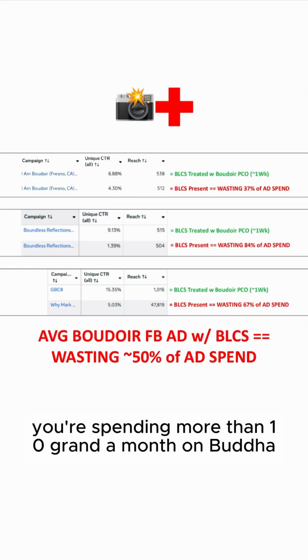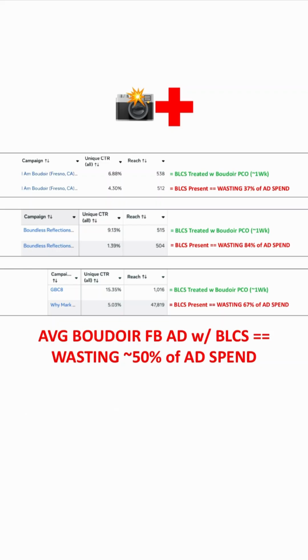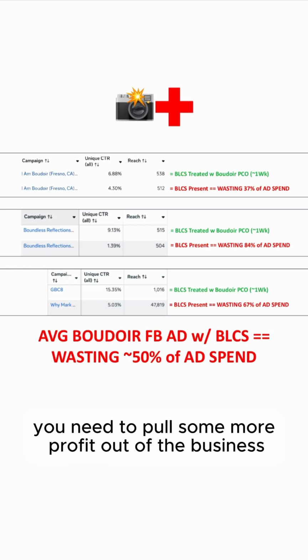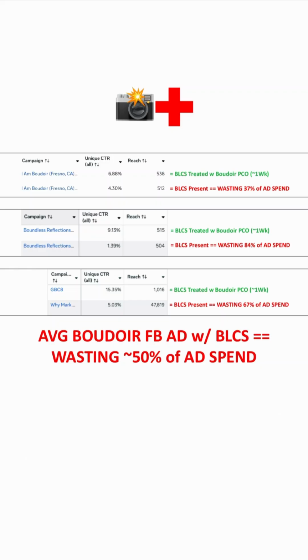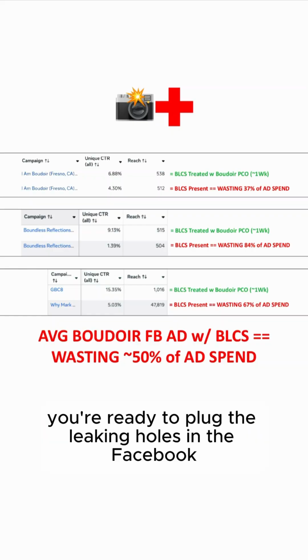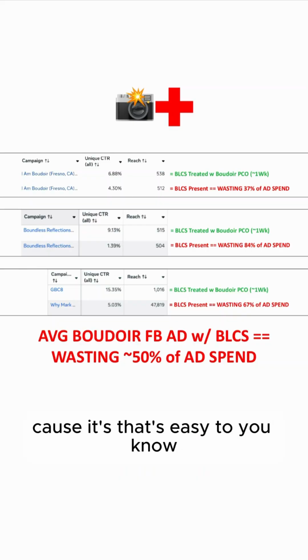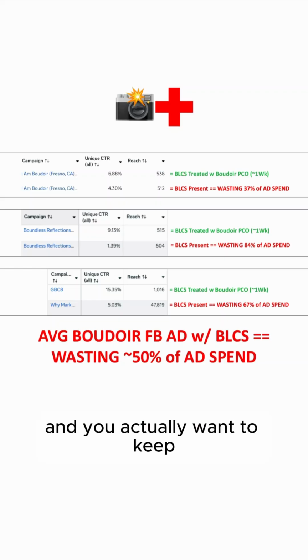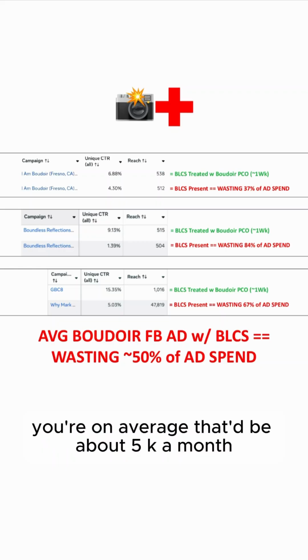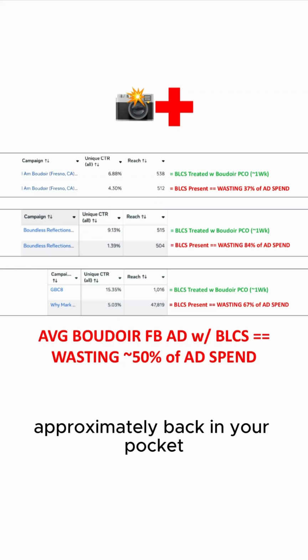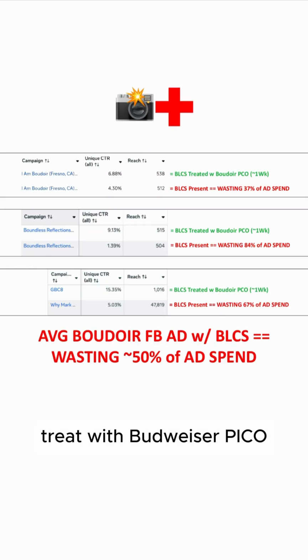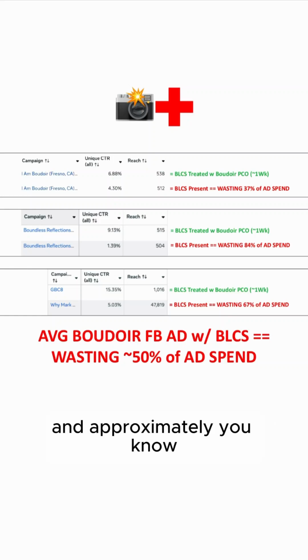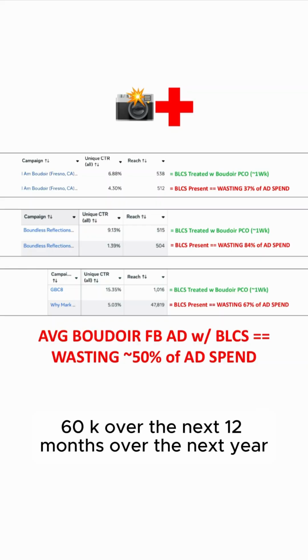And you're spending more than 10 grand a month on Boudoir Facebook ads, and you decide you need to pull some more profit out of the business. You've optimized other parts. Now you're ready to plug the leaking holes in the Facebook ad strategy because that's easy, just eliminate the waste. And you actually want to keep more money in your pocket. On average, that'd be about 5K a month, approximately, back in your pocket. Treat with Boudoir Pico, and approximately 60K over the next 12 months, over the next year.